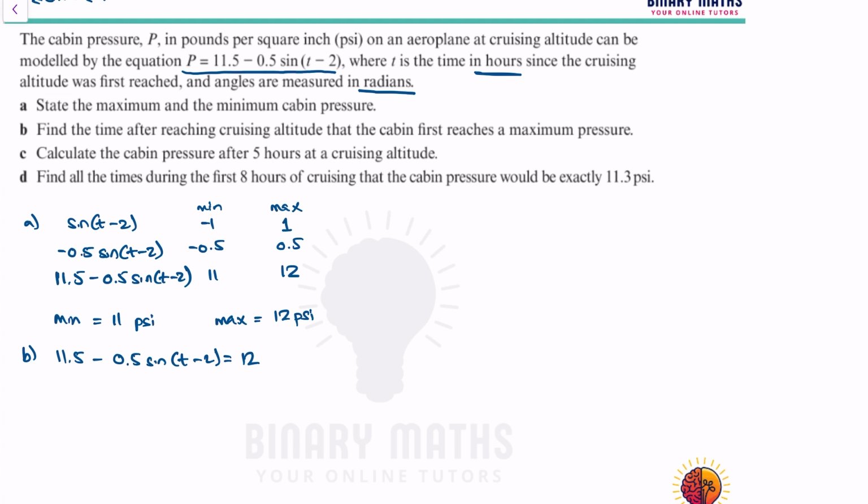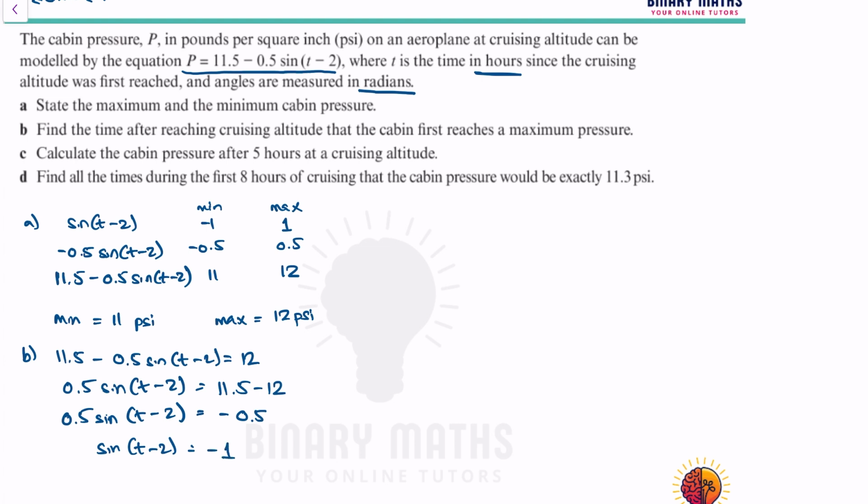Now if I take the 0.5 sine (t minus 2) to the other side, it becomes positive, and if I take the 12 to the other side, it becomes negative. So I get 0.5 sine (t minus 2) is equal to 11.5 take away 12, which means 0.5 sine of (t minus 2) is equal to minus 0.5. If I divide both sides by 0.5, I get sine of (t minus 2) is equal to negative 0.5 divided by 0.5, which is equal to minus 1.